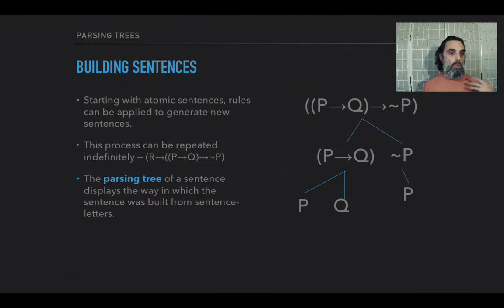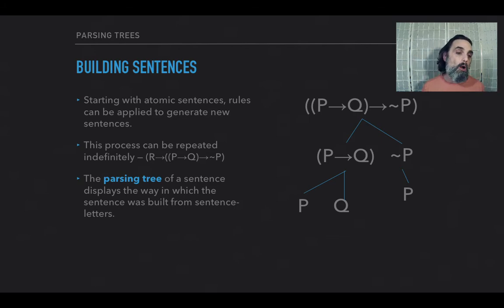Okay. And this process can be repeated infinitely, so we could put an R on the front of the whole thing if we wanted to, right? So we call this a parsing tree. Why is it a tree? Well, because if you flipped it upside down, it would look like a tree. You can think of it as roots if you want. We're going to call them trees. And it's parsing because it shows how the sentence was built up from its parts.